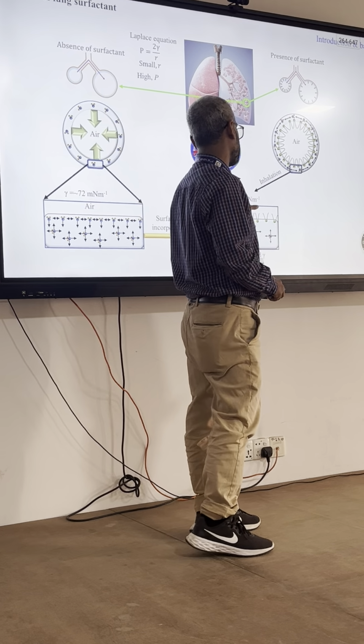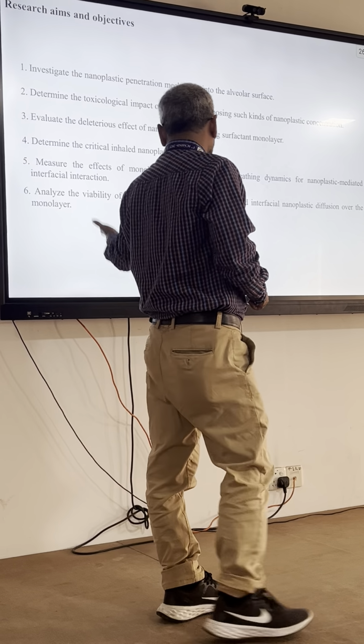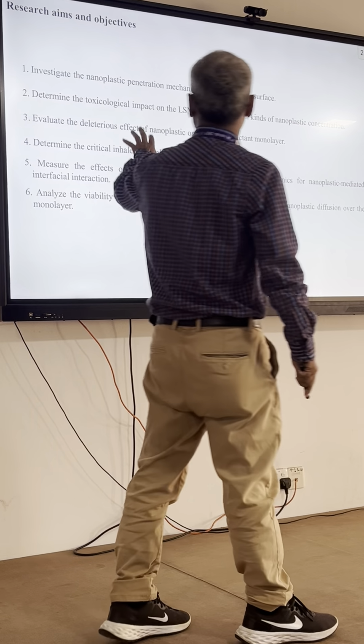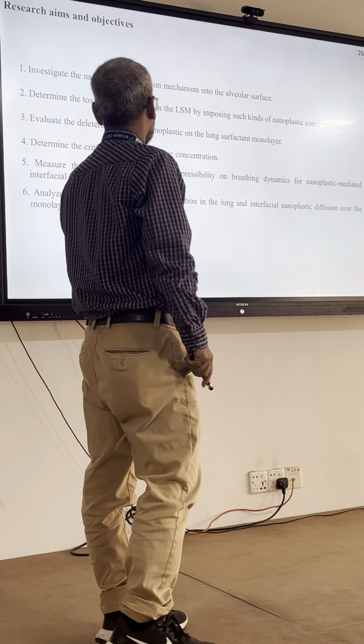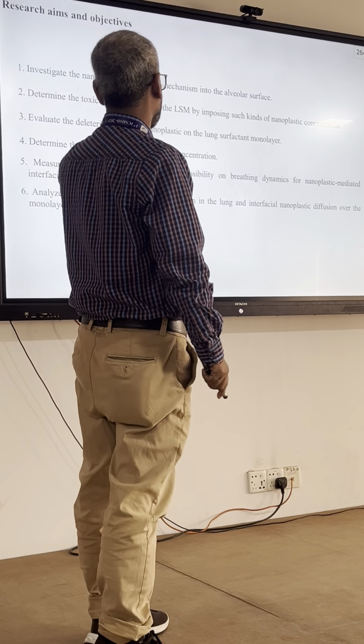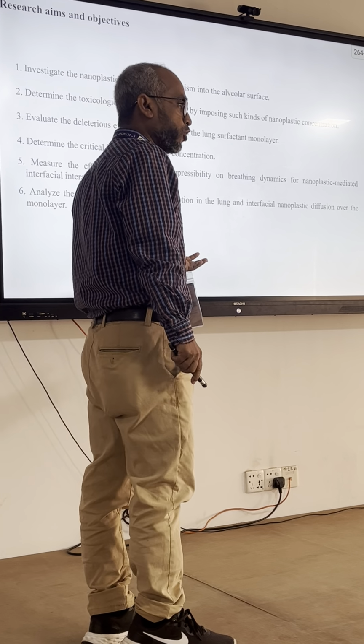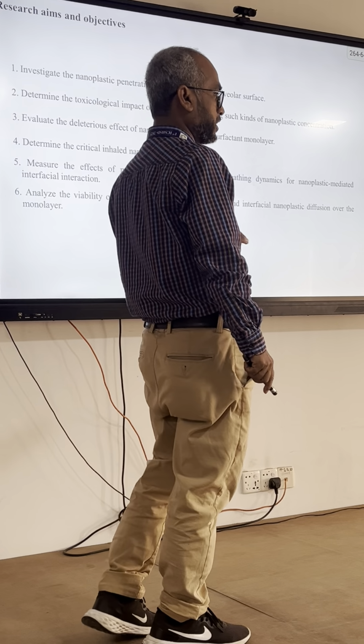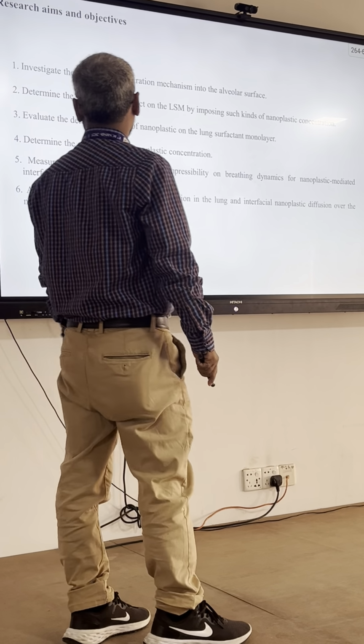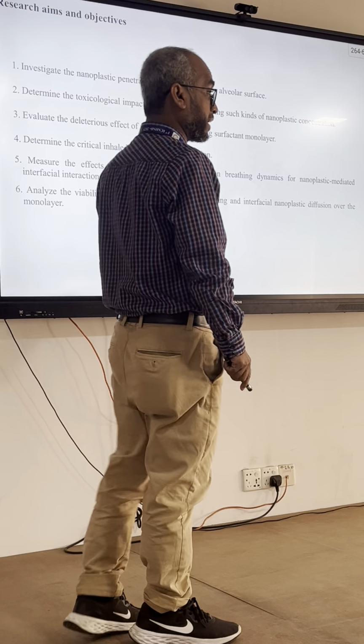So these are another study on this field. After literature review, I have set up my research aims and objectives. So nanoplastic penetration mechanism: how the nanoplastic interact and enter the cell, then that determines the toxicological impact.